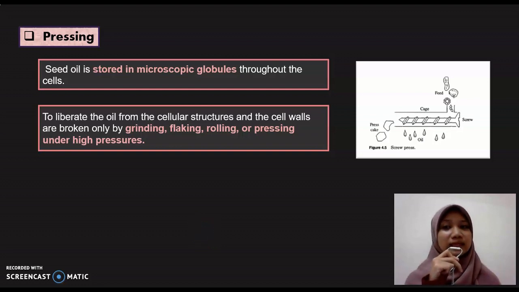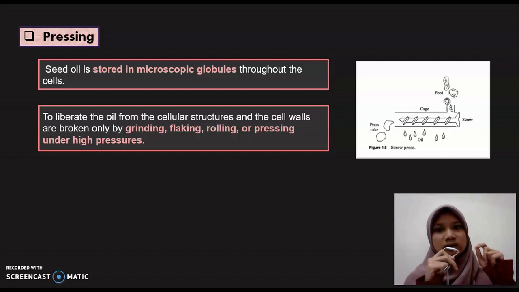So the second method is pressing. Basically, oilseed does not have fat cells like animals. Animals have fat cells for storing fat, but in oilseed they store fat in microscopic globules throughout the cell. So we cannot use the rendering process to extract the oil from the oilseed, because rendering cannot break the cellular structure of the oilseed.